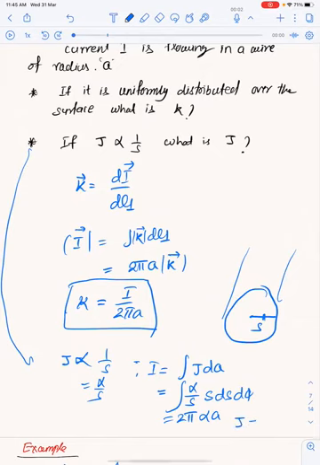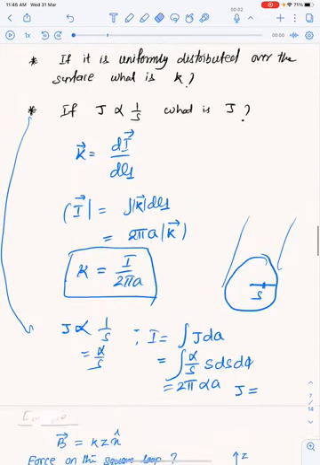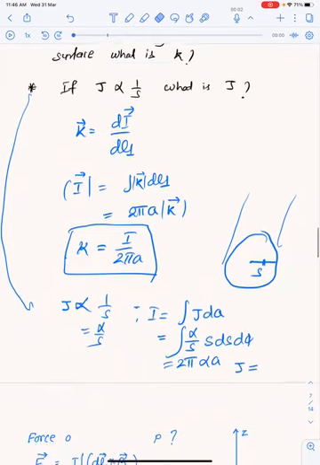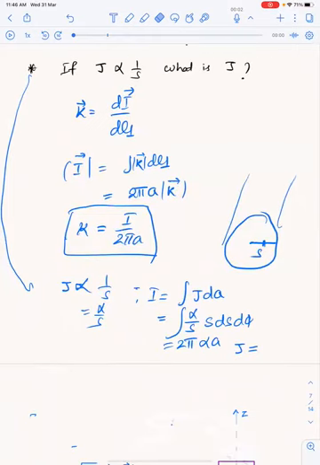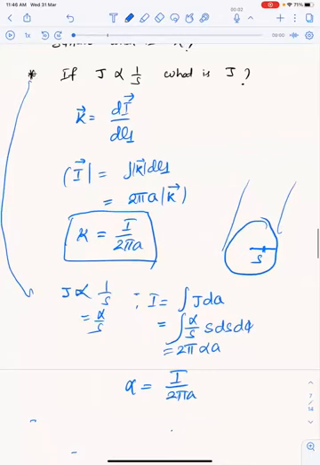Finally, this is your I, so alpha will be equal to I by 2 pi A. And J is nothing but alpha by S, so J is I by 2 pi A S. So these are two small examples of how to deal with surface and volume current densities.